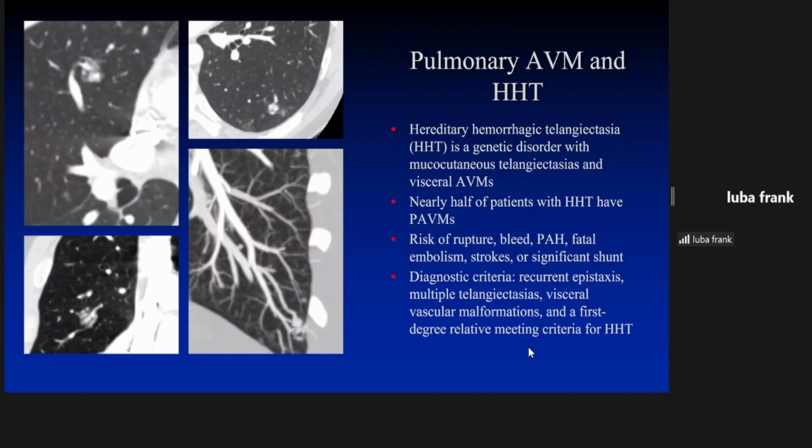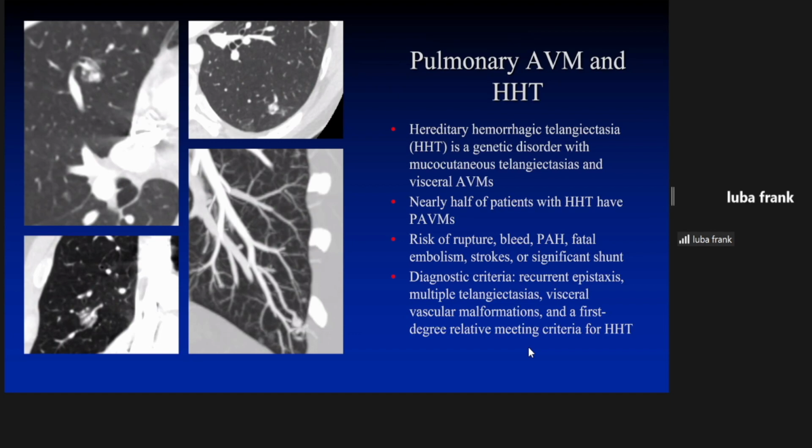The pulmonary AVM and HHT, hereditary hemorrhagic telangiectasia, a genetic disorder. Here's an example of multiple small AVMs, and this is a maximum intensity projection reformatted image to show this small AVM. This patient had brain findings as well, and had to have multiple embolizations of those AVMs. The risks are rupture, bleed, pulmonary arterial hypertension, significant shunting, fatal embolism, strokes, etc. So we do need to recognize them. We don't want to biopsy them as well.